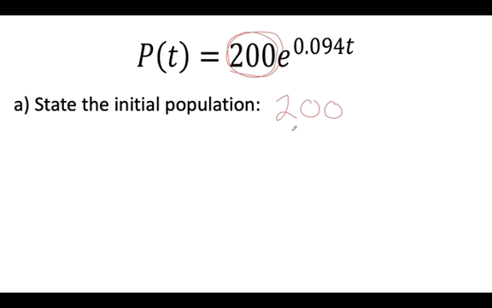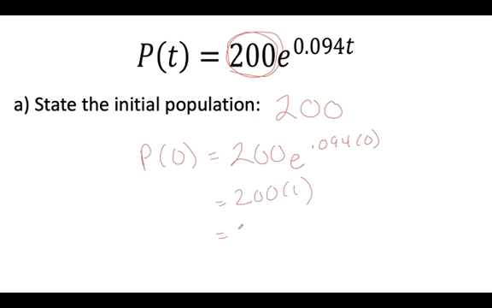We could also work that out. We could plug into our function the population at 0, which would equal 200 times e to the 0.094 times 0. 0.094 times 0, of course, is 0. e to the 0 is 1. And of course, 200 times 1 is just 200. So you can get that right from the equation, or you could actually work it out and see it. We'll probably just take it from the equation for now.